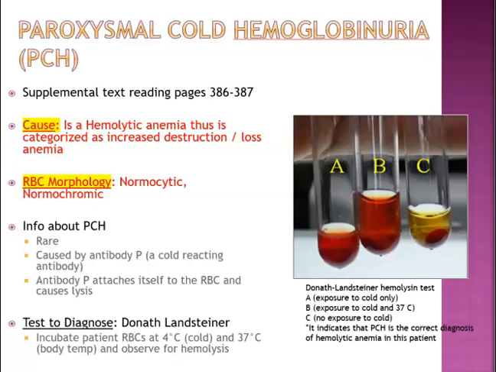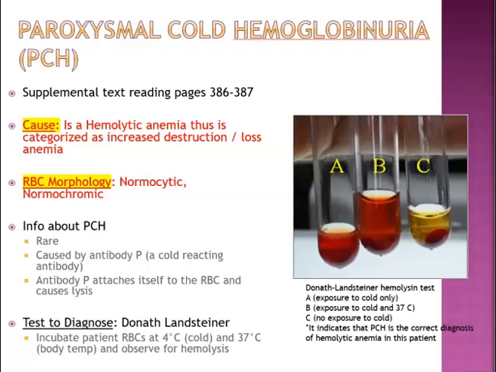The test that we usually use to diagnose PCH is the Donath-Lensteiner test. And usually what we do is we incubate a patient's red blood cells at 4 degrees Celsius, which is considered cold, but that's actually within the range that we would keep our refrigerators at in the laboratory. And we also incubate at 37 degrees Celsius, which is our body temperature. And then we observe for hemolysis, or to see if the red blood cells have lysed.